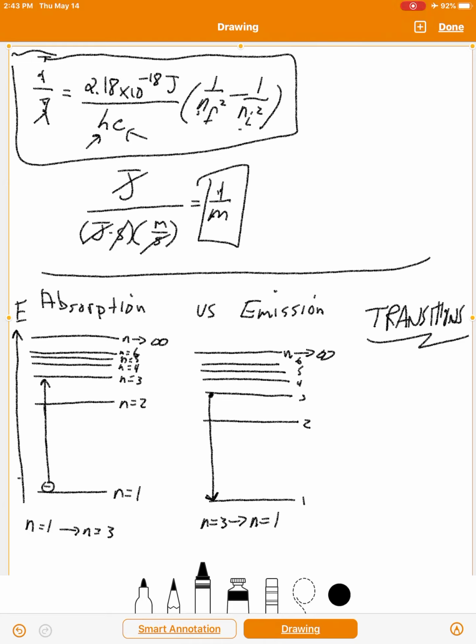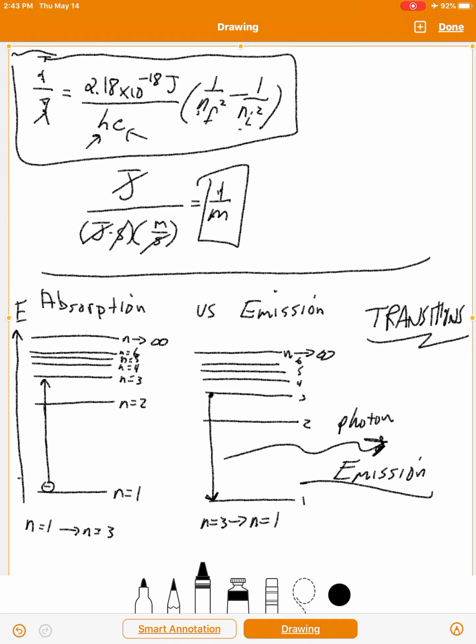The difference here is that when the electron jumps down to a lower level, if the final value of n is smaller than the initial, in this case, a photon can be emitted. So your photon comes out. This is called emission. So absorption, the electron goes to a higher level. Emission, the electron goes to a lower level.